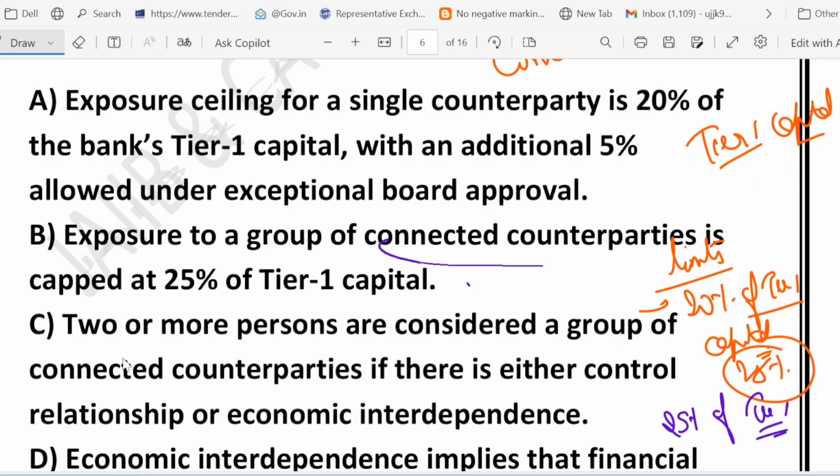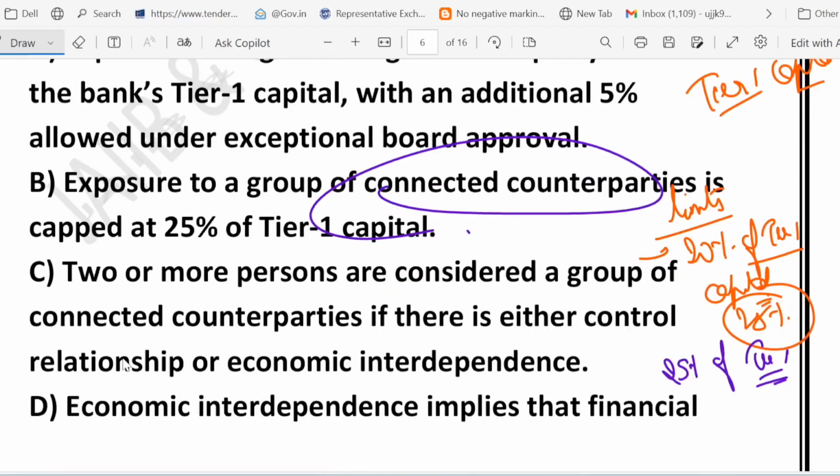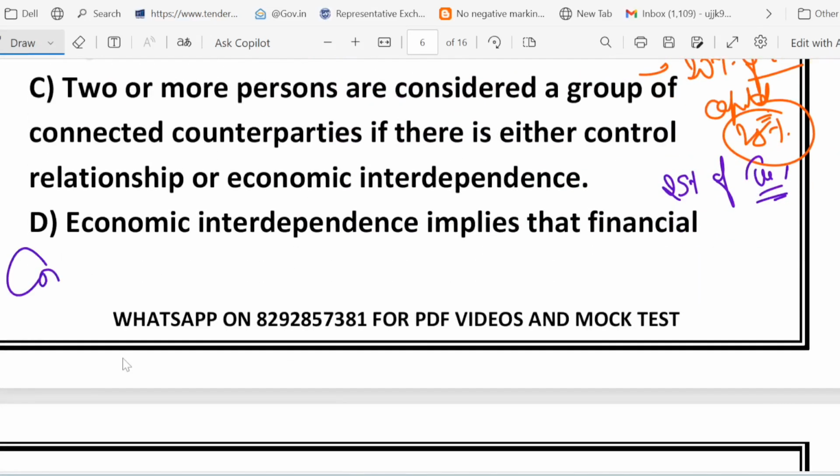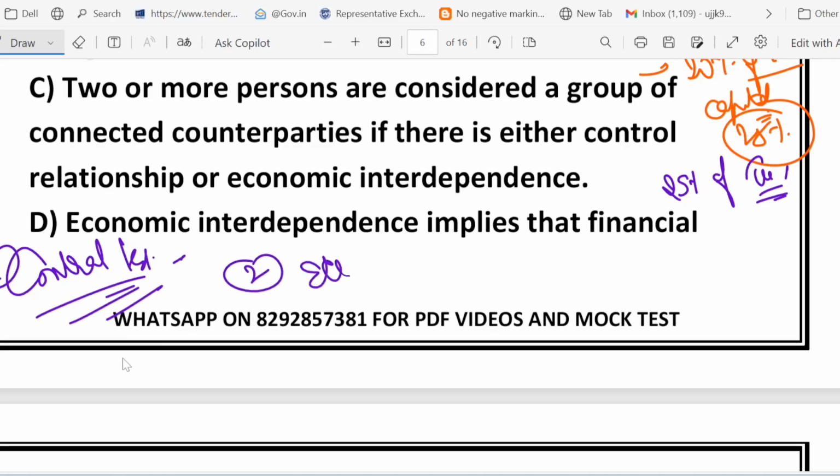Now the question is, what is the meaning of connected counterparty? See, there are two tests. One is called the control test. It says that if one person or company controls the other, like a parent-subsidiary relationship, that is called connected counterparty. The second test is economic interdependence, which means even if there is no control, if one party's financial problem can create problems for another, they are called connected. For example, suppose company A is the only buyer of company B's goods. If A goes bankrupt, B will also struggle. That is called economic interdependence.